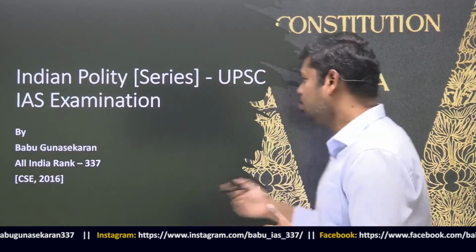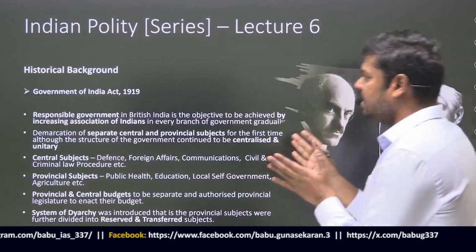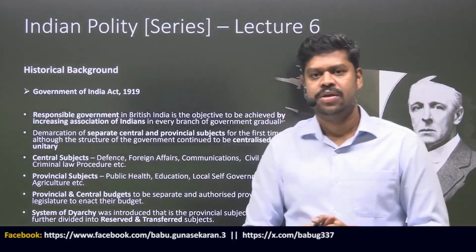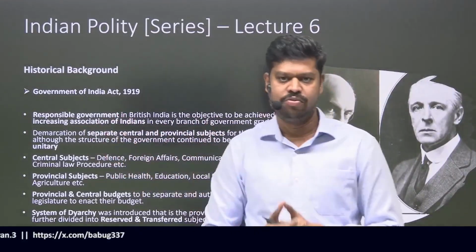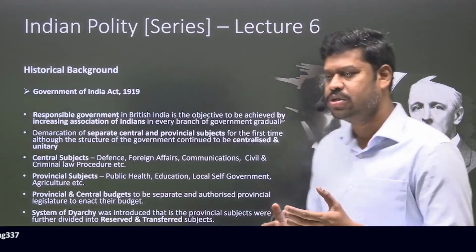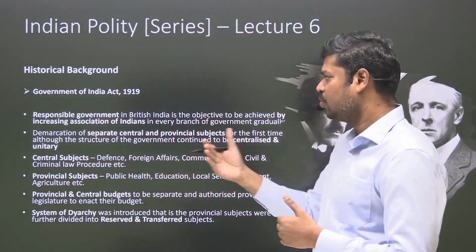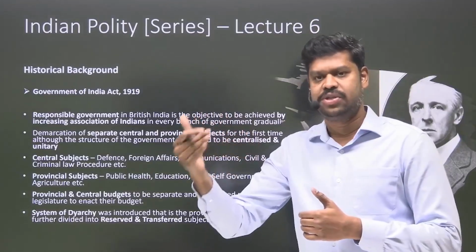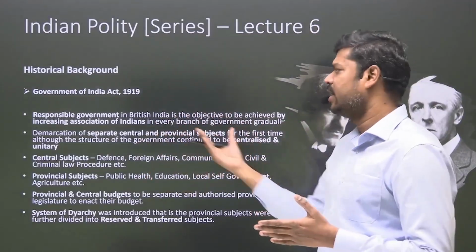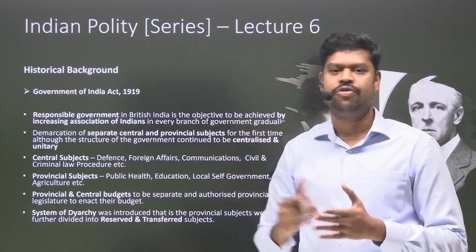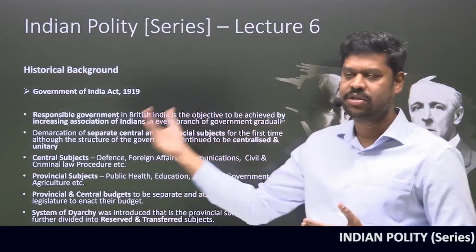So we'll just move on to the first act as a part of this lecture, which is the Government of India Act 1919. So the major objective during the entire era of Crown Rule is basically that they wanted to make the administration more responsible. And to make the administration more responsible, they wanted to provide more association of Indians in the administration. So as we have seen the gradual expansion of the Legislative Council and the Executive Council where the Indians were associated, the Government of India Act 1919 also had the objective of making the administration more responsible and increasing the association of Indian members in the administration.